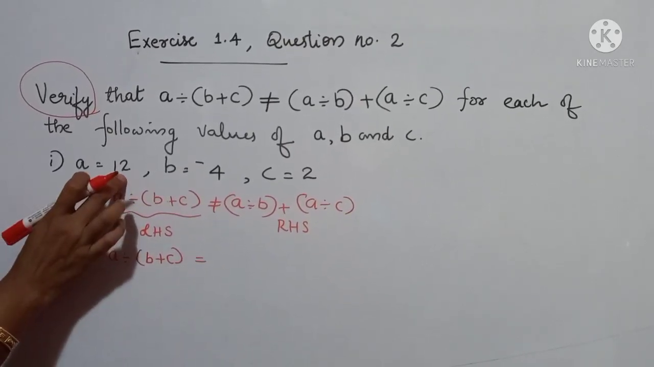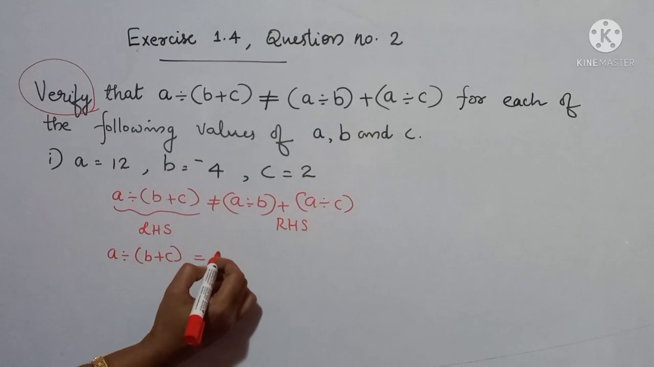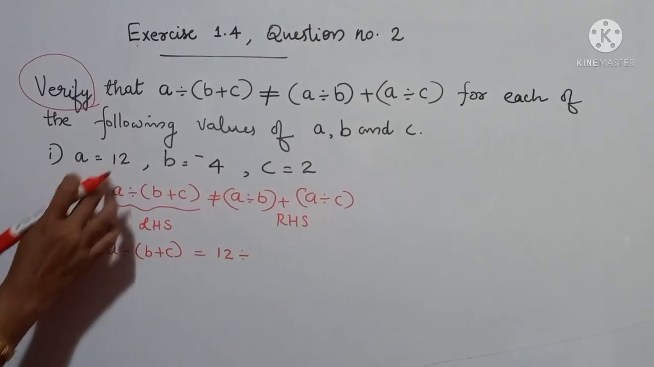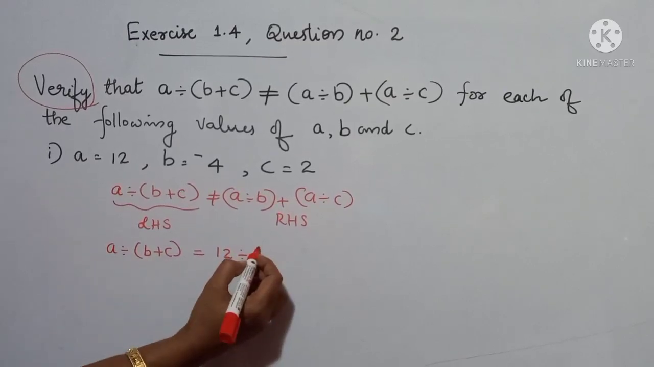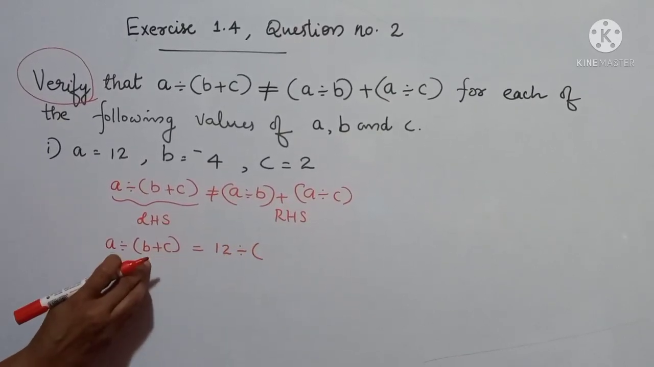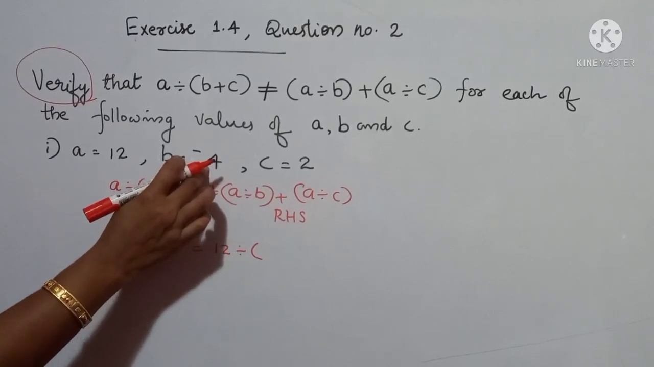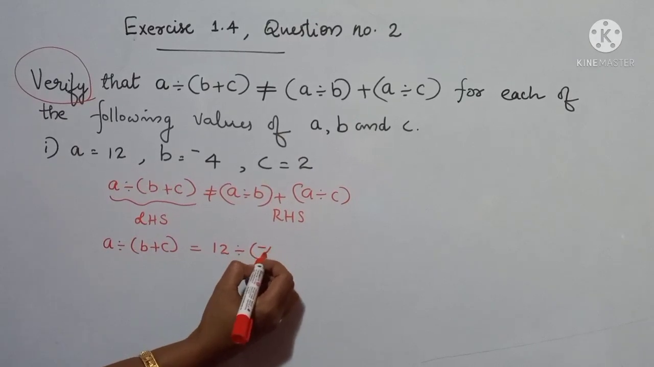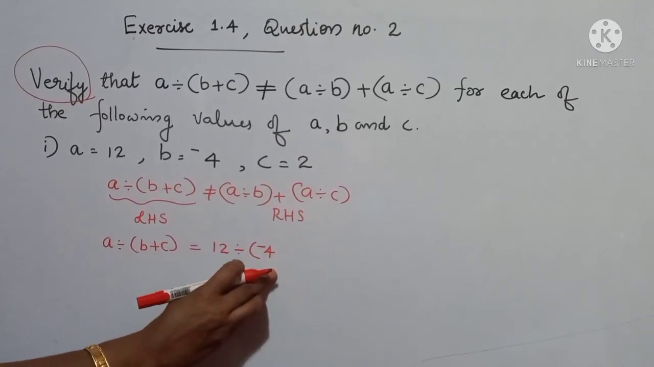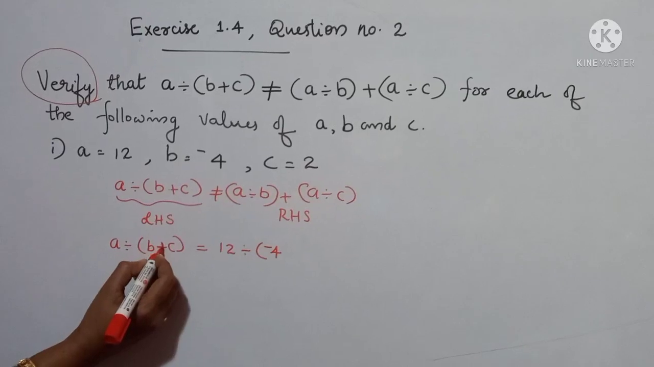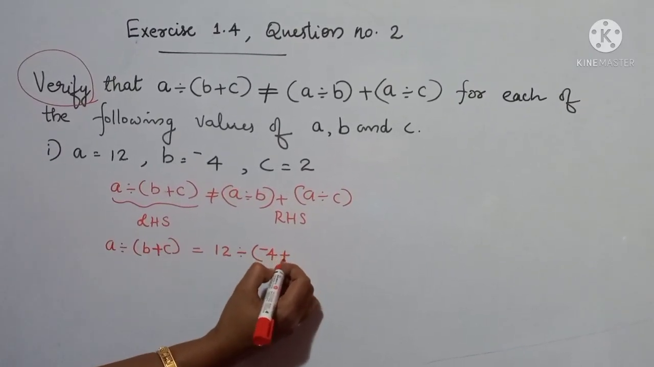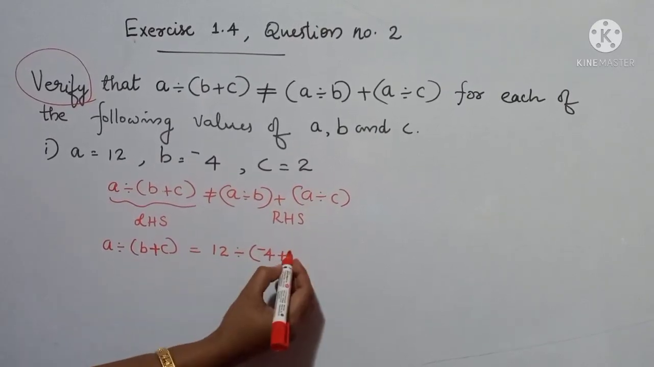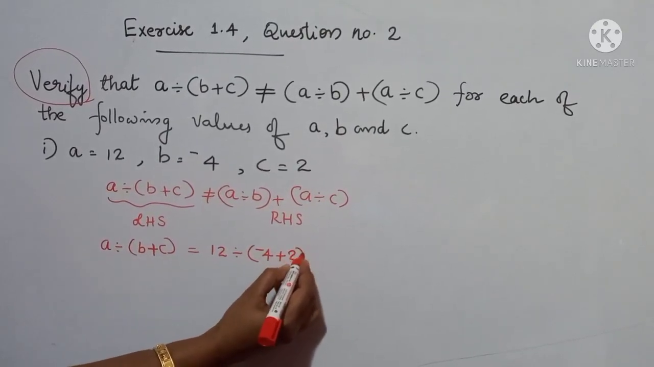Instead of a, the value of a given here is 12, so substitute that. 12 divided by, substitute 12 instead of a. Then b and c we have to give. Here it is given b equal to minus 4. Substitute b equal to minus 4 here. Then plus, put this plus the same way itself here. Then c, what is the value of c given? 2. Instead of c, we have to put 2 here.